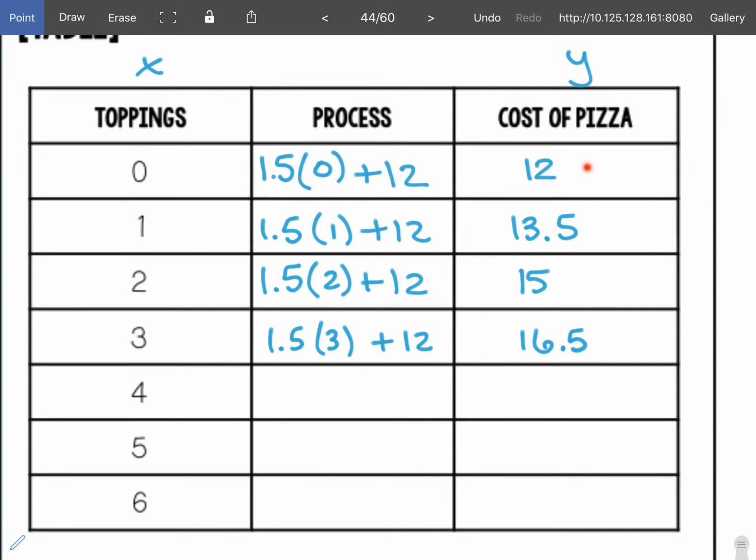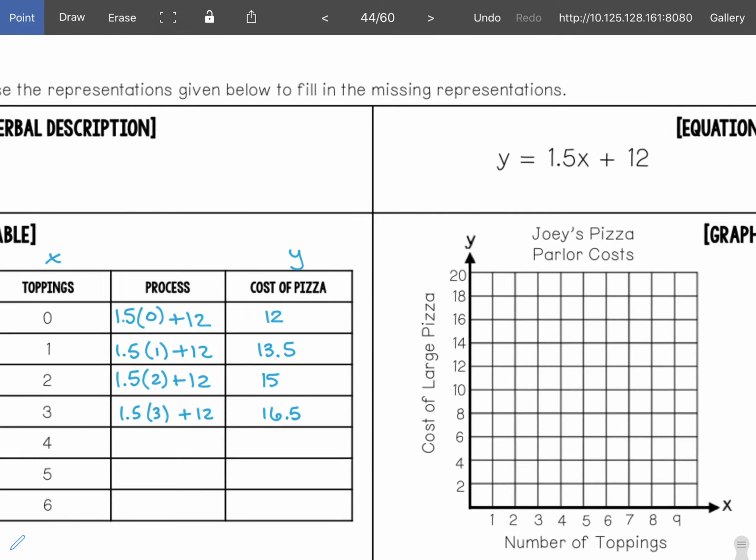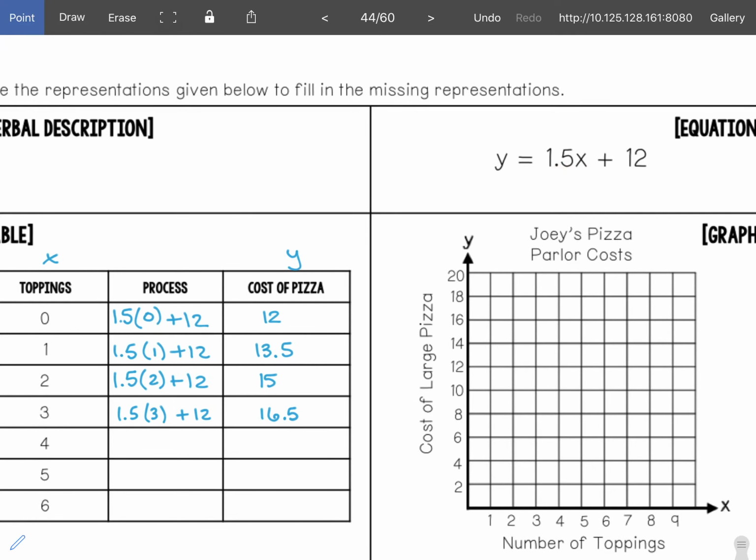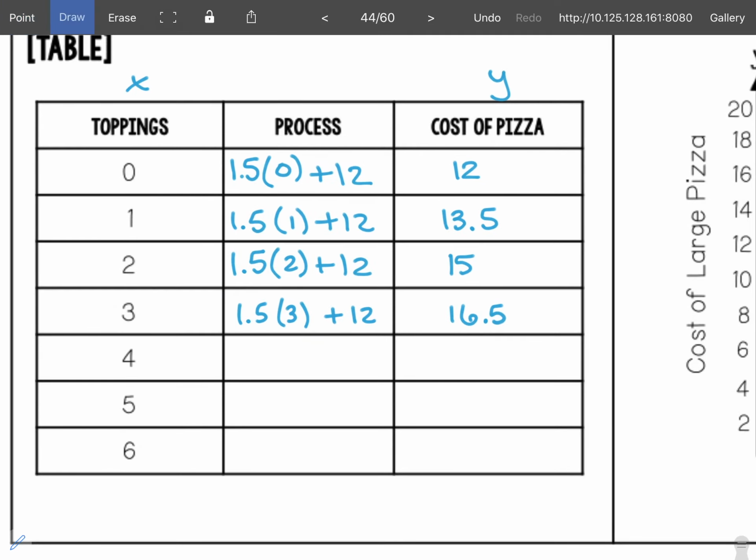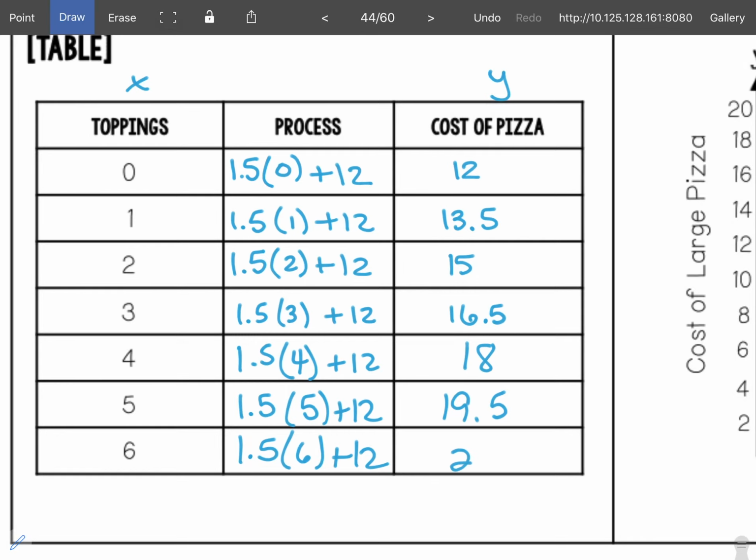$16.50. Notice that every time we add a topping, we're going up by $1.50, which makes sense because the slope here is $1.50. All right, 4 toppings would cost how much? $18. 5 toppings, $19.50, and then 6 toppings, $21.